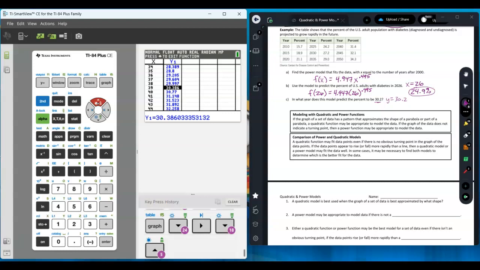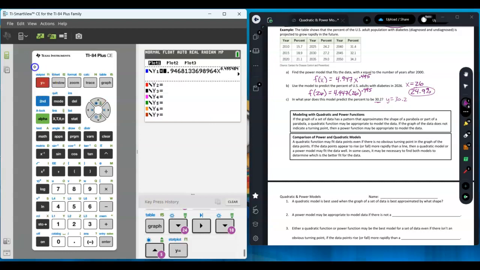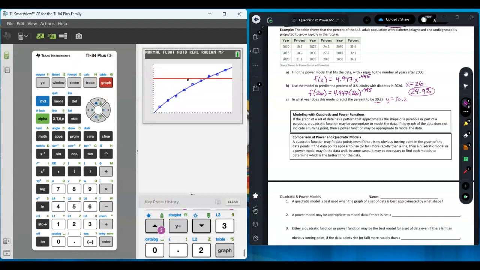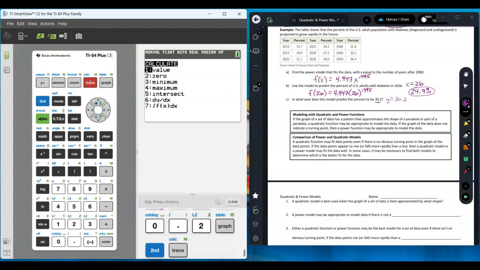But if you want to calculate it exactly, what I would do is go to Y equals. I want to leave my equation in there from part A because I'm still using that. But then I would just go down to Y2 and put in this Y value of 30.2. Then when I go back to graph it, I can see now I've got not just this blue model that is my power function that fits my data and predicts things for me, but I also have this red line which represents 30.2%. And so what I want to do then is have the calculator tell me where this intersects. So I'm going to go to Calc, second, and the trace button and choose intersect.